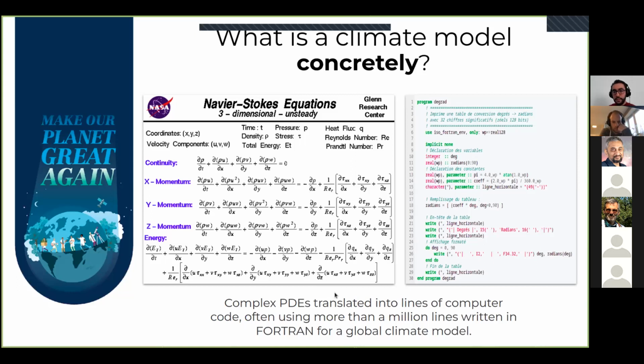A climate model, you must see it like this: as a big computer code with thousands of lines of code. And of course, since we don't have an analytical solution of the Navier-Stokes equations, and if you have information about that, you can ask the Clay Institute to give you $1 million. So what we do is an approximation, a numerical approximation of the solutions of these equations, okay?